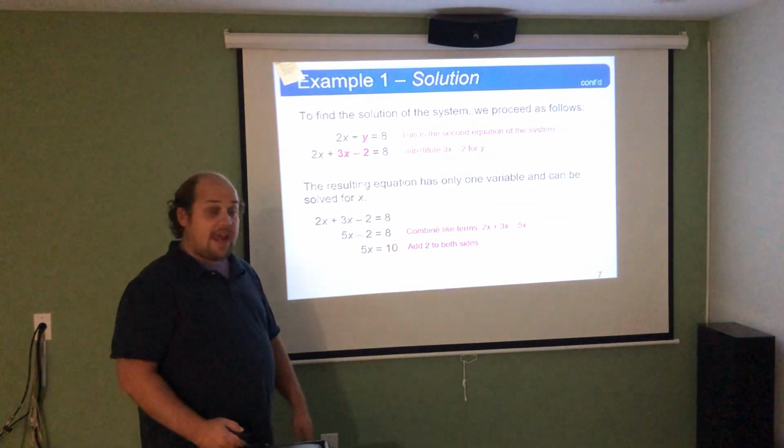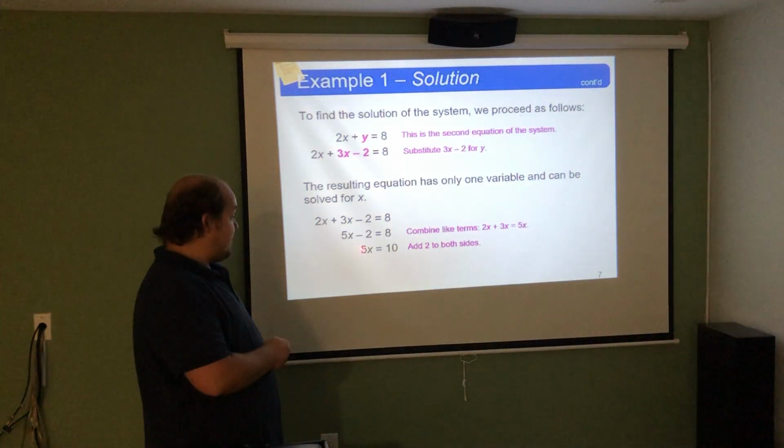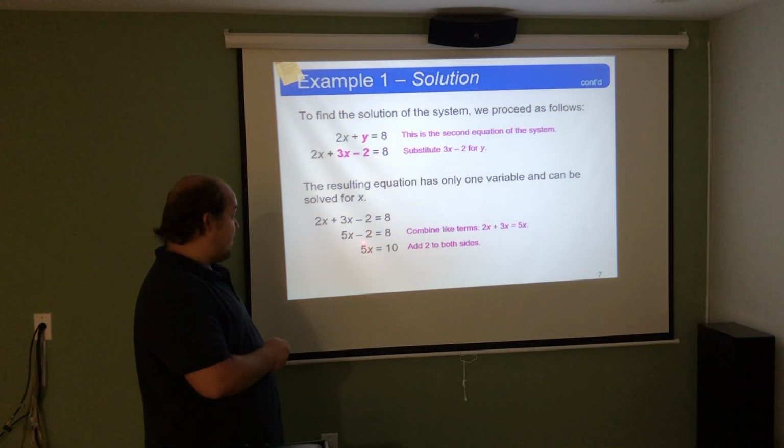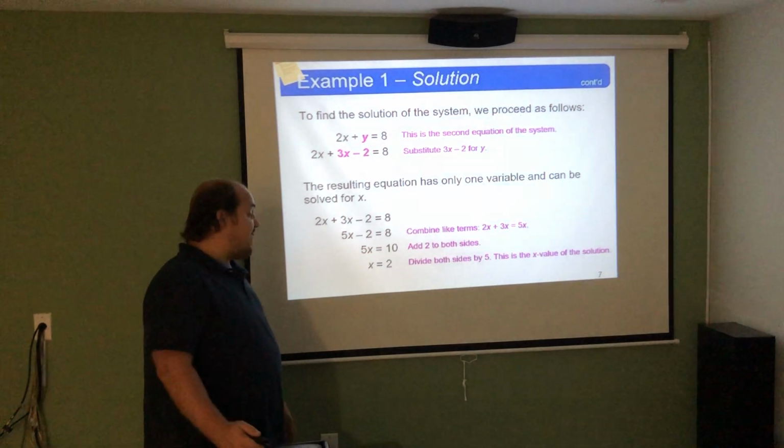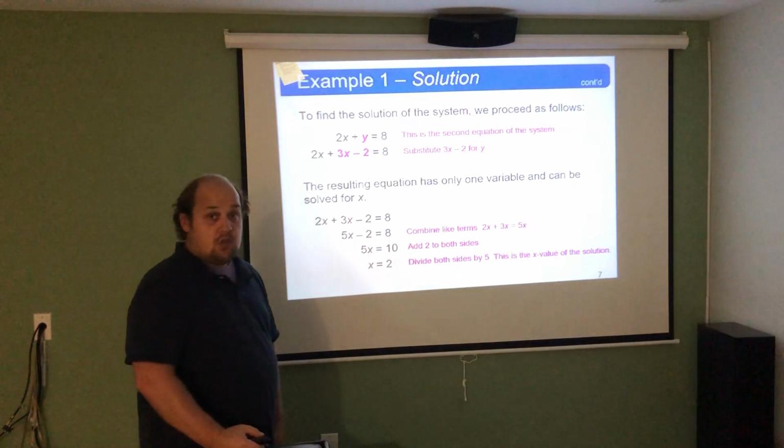Now I want just 1x. What's currently happening is x is being multiplied by 5. To undo multiplication, I'm going to do division, so I'm going to divide each side by 5. That's how I get to my answer of x equals 2.